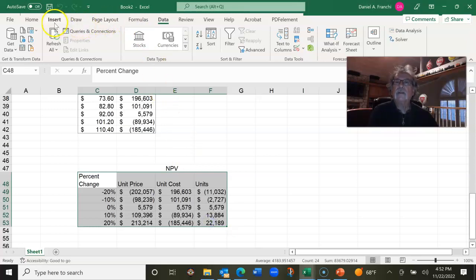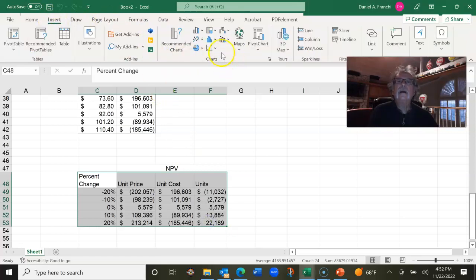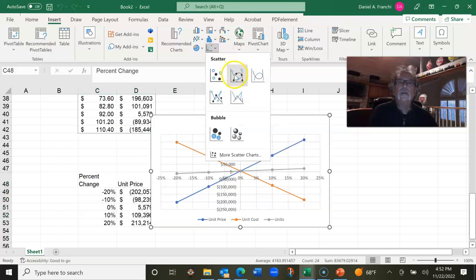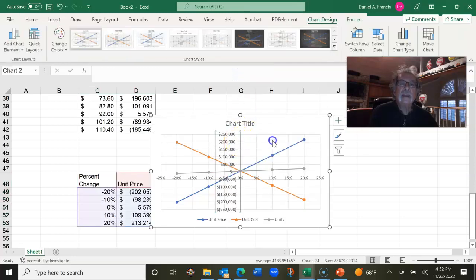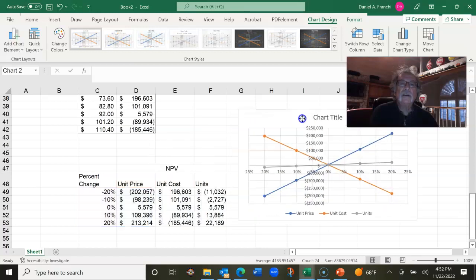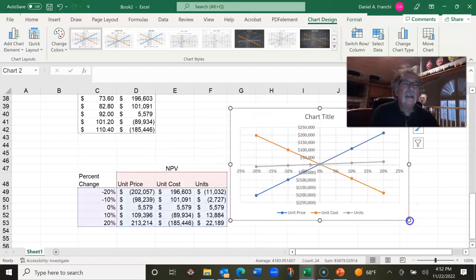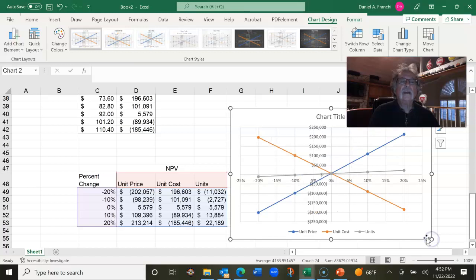So let's look at what we can do here. We're going to insert a chart. We'll make it a scatter diagram. And this is what we have here. And let's interpret this a little bit.